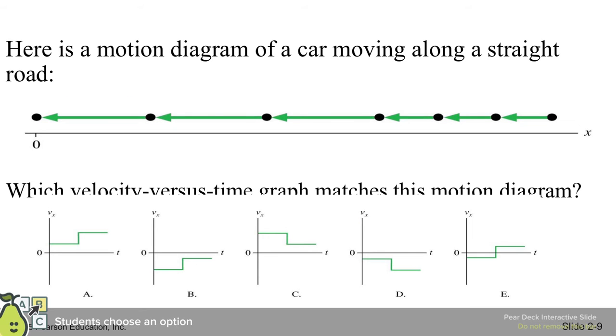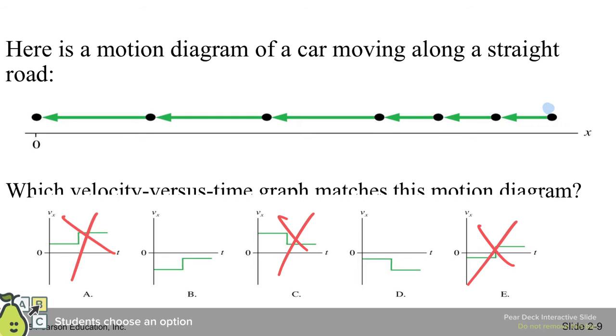All right, finally, a different kind of motion. Here's a motion diagram of a car moving along a straight road. Which velocity versus time graph would match this motion diagram? A couple of important things. We can see that the thing is always moving to the left, which means the velocity is solely negative. It's always against the direction here. So we can throw out this one, and this one, and that one. And then, since we're moving to the left, we start far to the positive, but we start moving leftward, and we're over here.